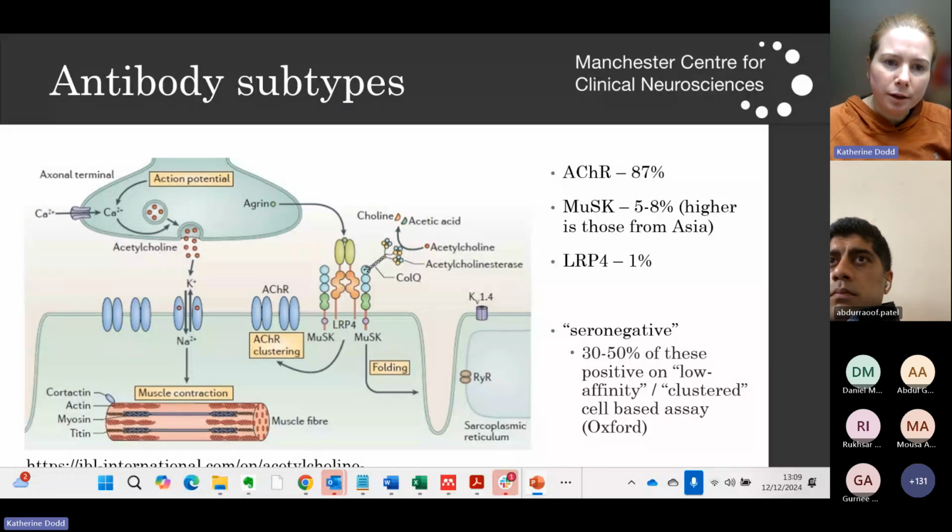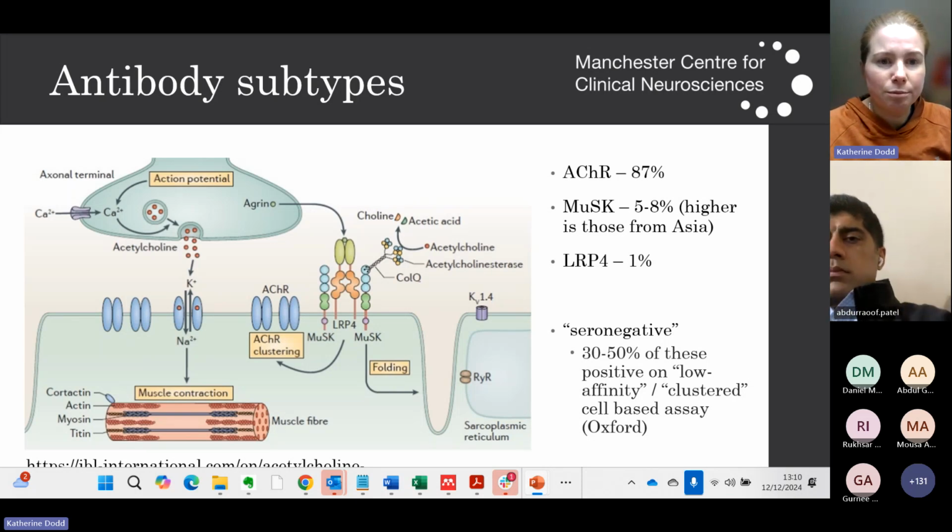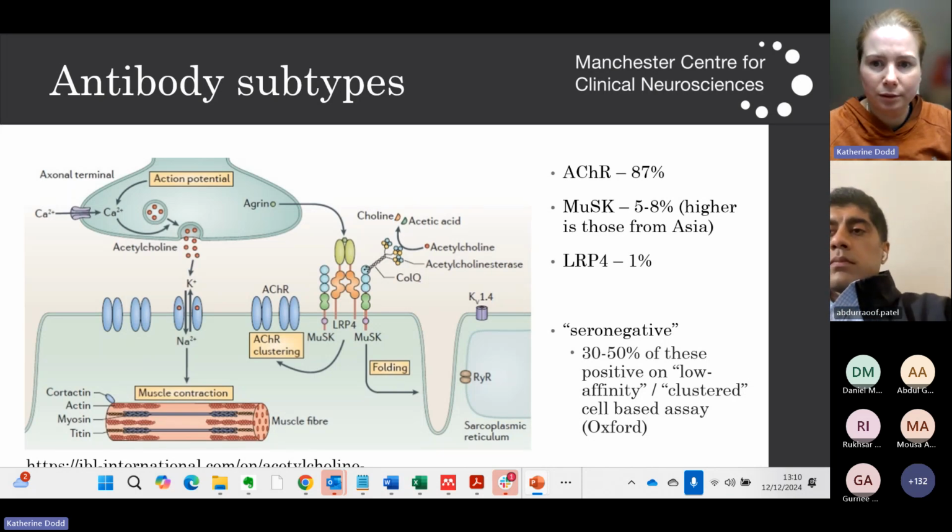So if you lose your MuSK, the AChR receptor is just going to scatter, and you lose that transmission. Now MuSK is more common in those from Asia, and it tends to be more predominantly bulbar. You can't necessarily always tell the difference between someone with AChR and MuSK. So as an approach, if we think someone's got myasthenia, we'll test for AChR. If it's negative, test for MuSK.